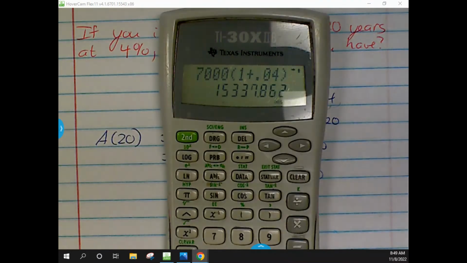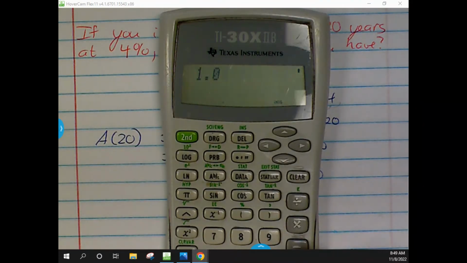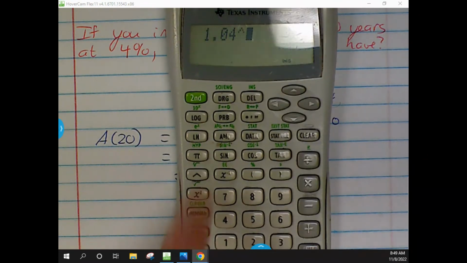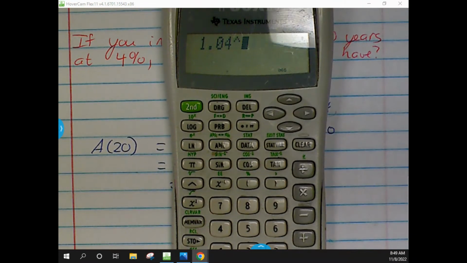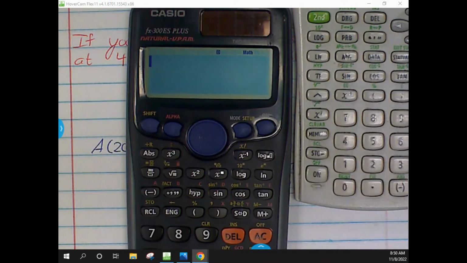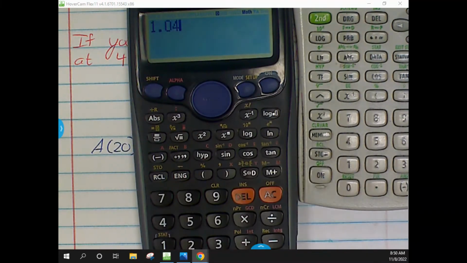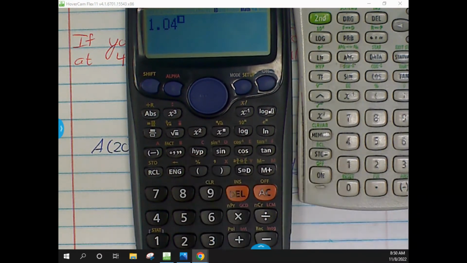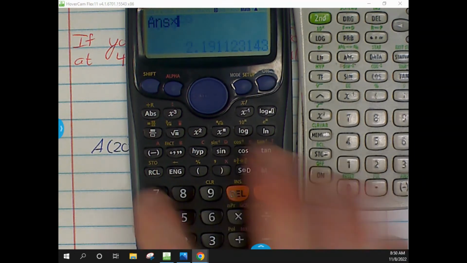Okay, so on the Texas Instruments, if you've got the 1.04, that's your power button. This little rooftop button here, that's your power button. If you're using the Casio, there should be a power button that's there. So it would be 1.04, and there's your power button right there, right beside the x squared. So you hit that button, and then you put in your 20th power. And we multiply that by 7,000.